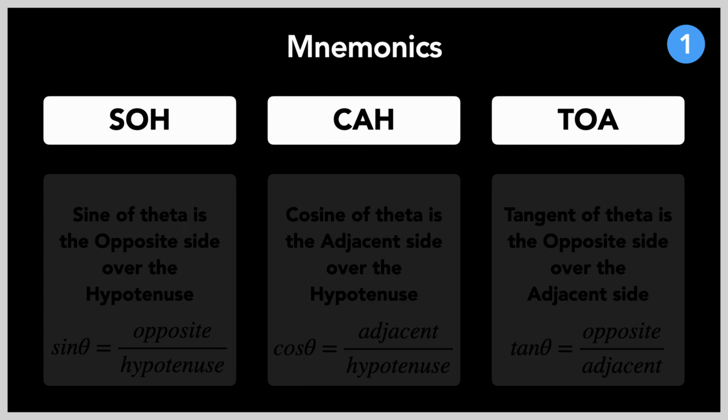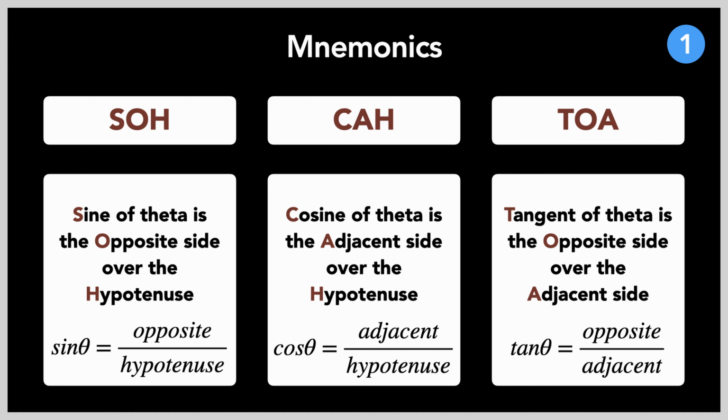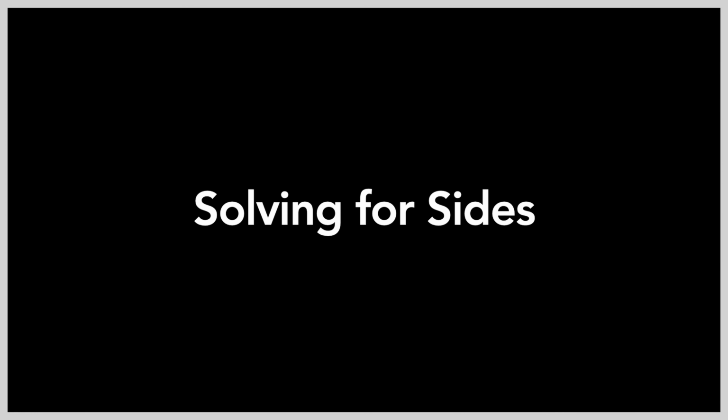These functions undeniably require memorization. A linguistically appealing way to do so is by using the mnemonic SOHCAHTOA, shown on screen here, now marked in red. You can see how SO represents the principles of sine, CA represents those of cosine, and TOA those of tangent. So how would you use these functions to solve for a side of a triangle?